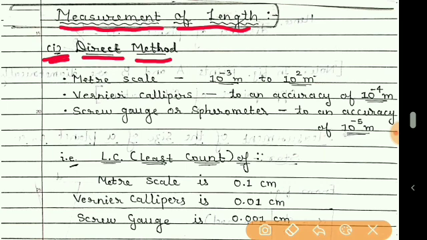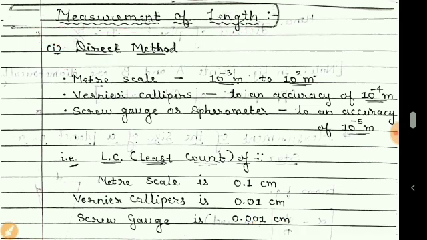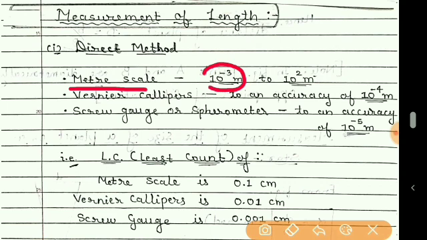Now first we will discuss the direct method. In this method we directly use some instrument for measuring a length or a distance. We generally use a meter scale to measure length, and with the help of this meter scale we can measure a minimum length of about 10 raised to minus 3 meter.